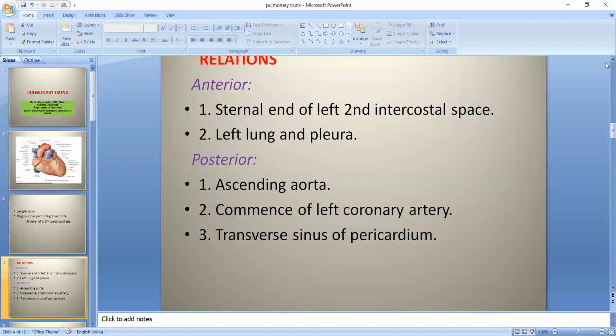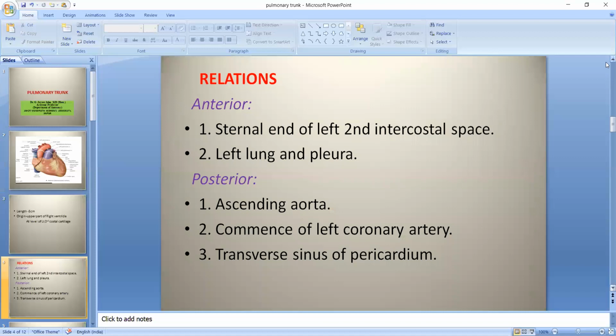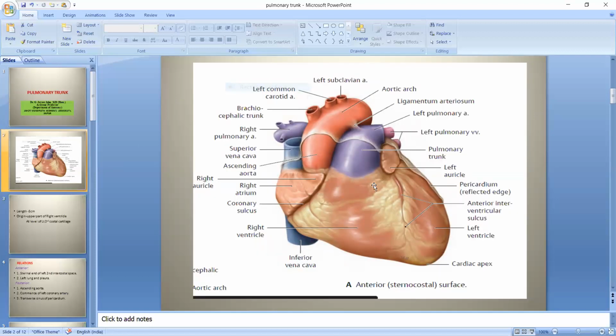Now the relations. There are many structures surrounding the pulmonary trunk. So how do they relate to the pulmonary trunk? Anteriorly, the sternal end of the left second intercostal space, and the left lung and pleura. You can see here, slightly tilted to the left side, this portion is anteriorly related to the left lung, left pleura and the second left intercostal space.